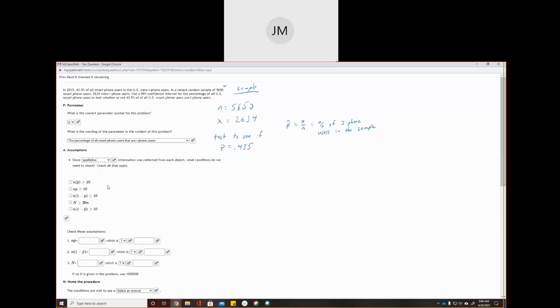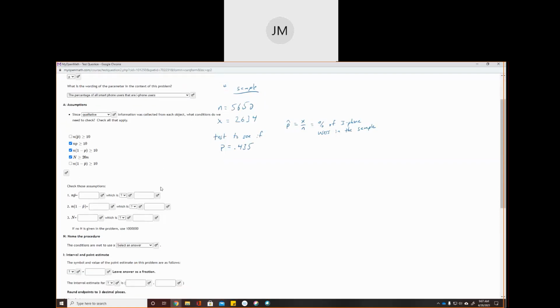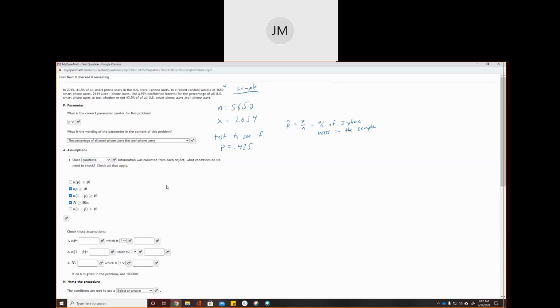Okay. The conditions that we have to check are that NP is bigger than 10, and N(1 minus P) is bigger than 10, capital N is greater than 20 times little n. Okay, so when we go to check those assumptions, I'm sorry, we want N P hat. When we go to check those assumptions, since P hat is X over N, if I multiply that by N, I just get X.